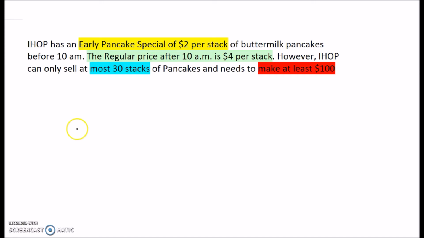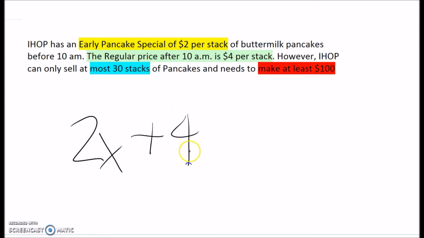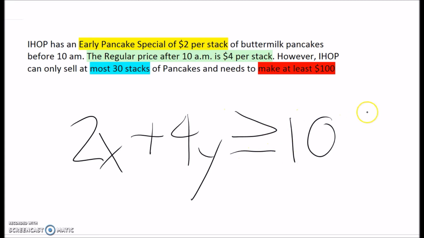As we can see from the word problem, it is $2 per stack of buttermilk pancakes before 10 a.m. So we could use this as our x. Now it is $4 per stack after 10 a.m. So we could use this as our y. And since we need to make at least $100, it has to be greater than or equal to, and that's going to be what we're looking for.